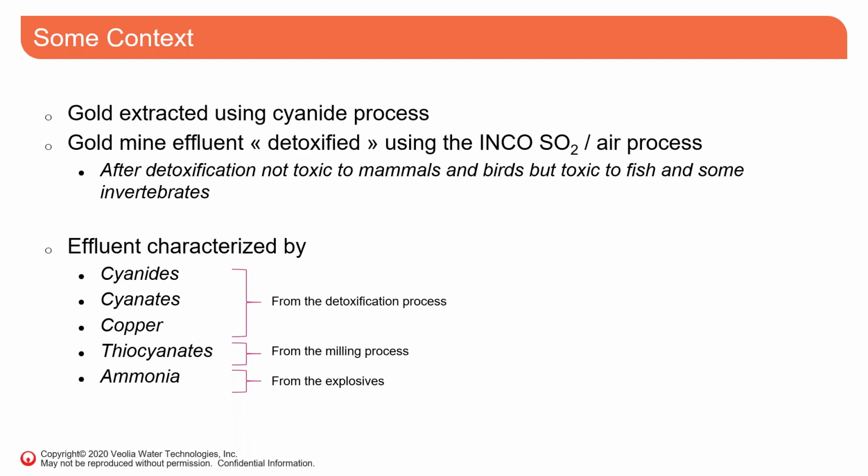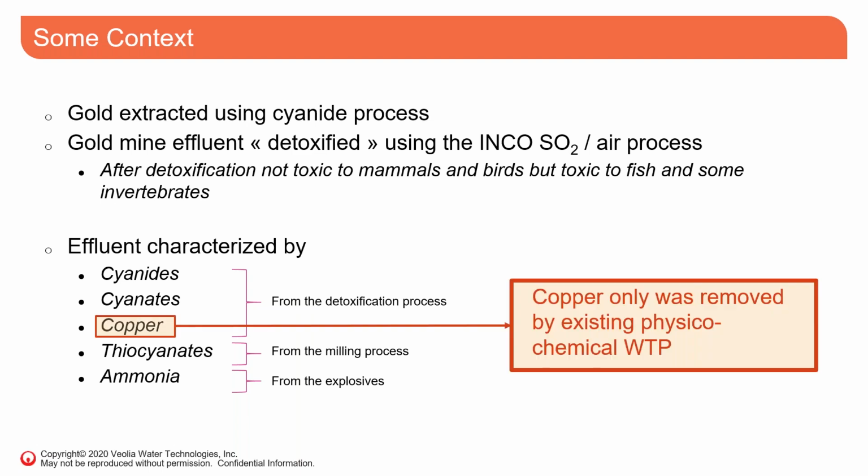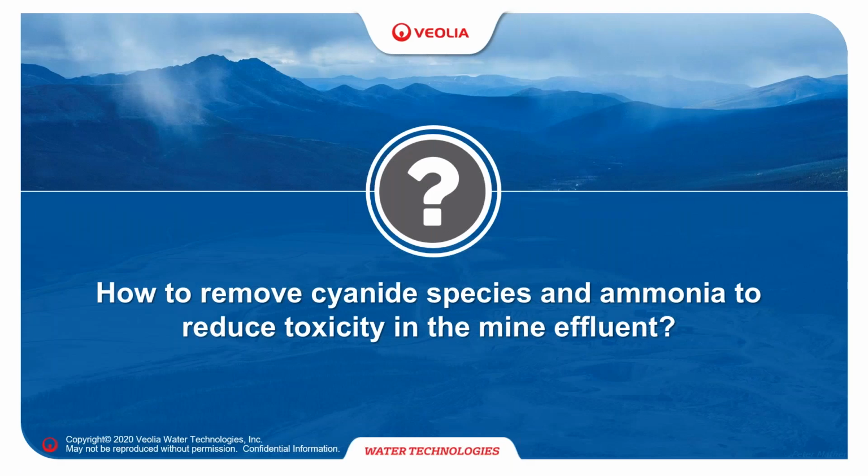So the effluent was characterized by the presence of residual cyanides, cyanate, copper, thiocyanate, and ammonia. The copper was already addressed with the water treatment plant on site for metal removal. So what could be a cause of toxicity at the mine was cyanide species and ammonia. So how do we remove cyanide species and ammonia in order to reduce the toxicity in a mine effluent?